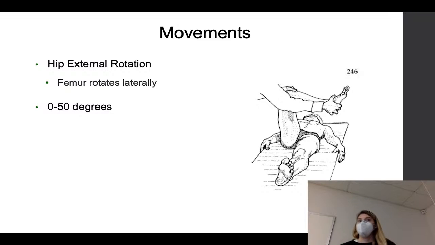Then external rotation will be the opposite. The femur is moving laterally. If I have a straight knee, that will be coming toe out. Usually people have a lot more hip external rotation than internal rotation. And if my knee is bent, my foot will be coming in. Again, my femur is rotating laterally.